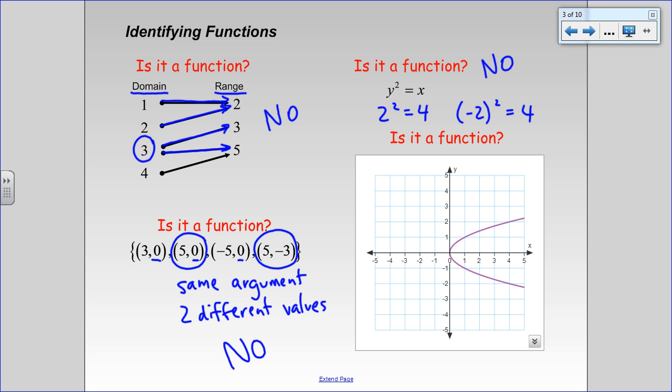Finally, look at the graph, and we can see the same problem arising. Take, for example, the argument x equals 4, and notice that there are two associated values for the argument 4. We have (4, 2) and (4, -2), both appearing on our graph. Therefore, no, this relation is not a function.